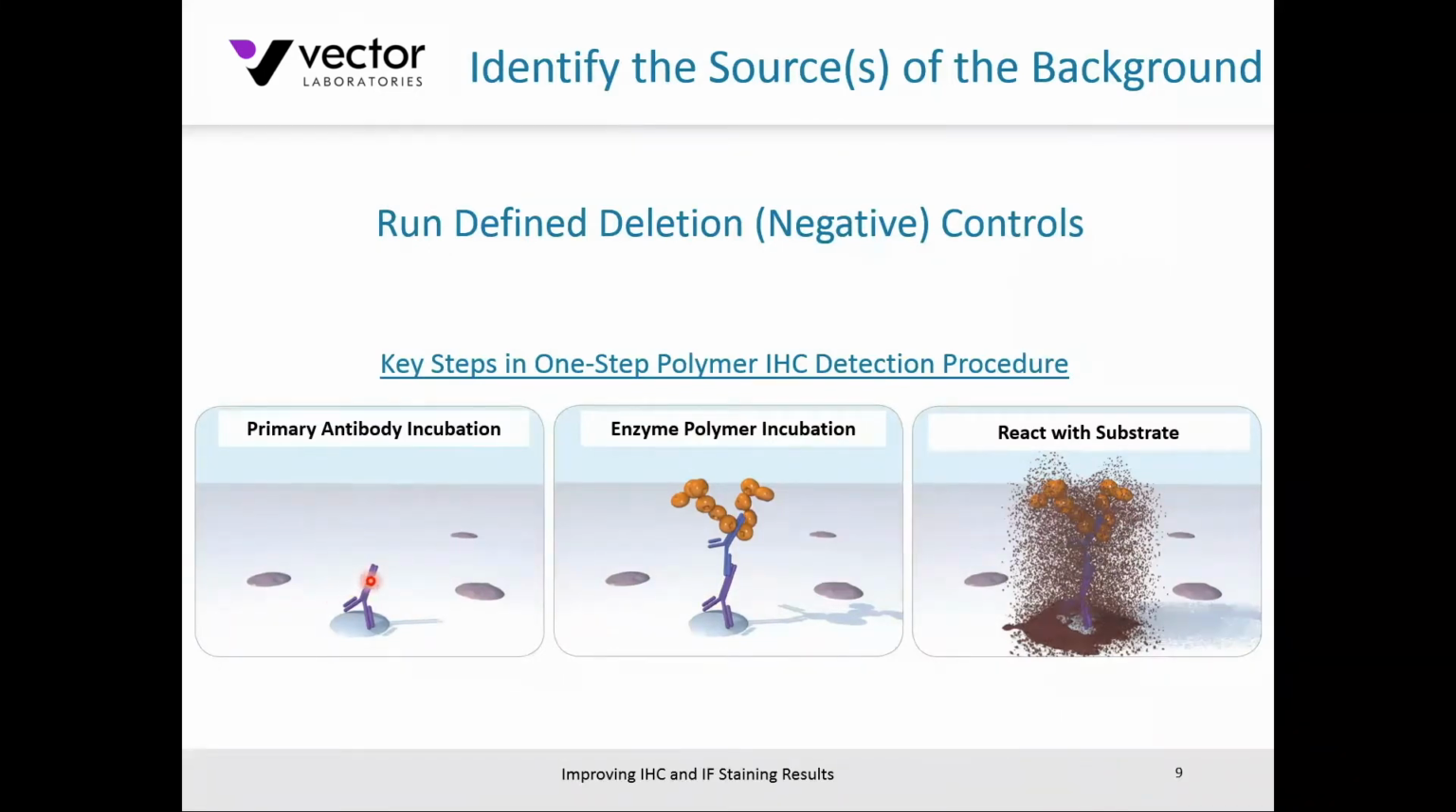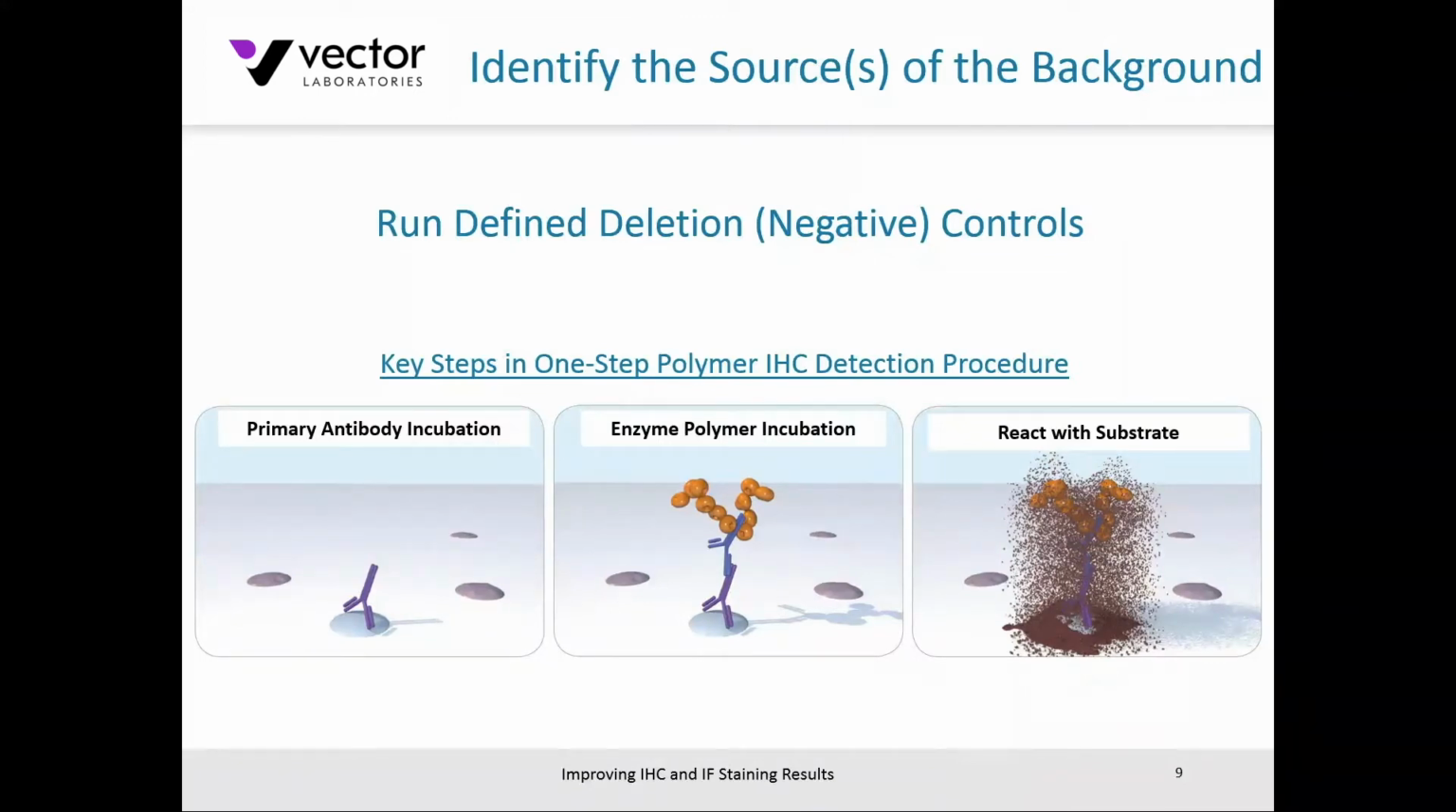Here's your, for example, mouse primary antibody. You do your buffer washes, then you put on, say, an anti-mouse peroxidase conjugated secondary detection reagent, and then react or develop that with a DAB, for example, substrate appropriate for that enzyme. So the idea here, we're going to be working from this particular graphic. The idea to start troubleshooting is to run defined deletion controls. Now, they're a special type of negative control. So just keep this in mind as we go through the procedure.